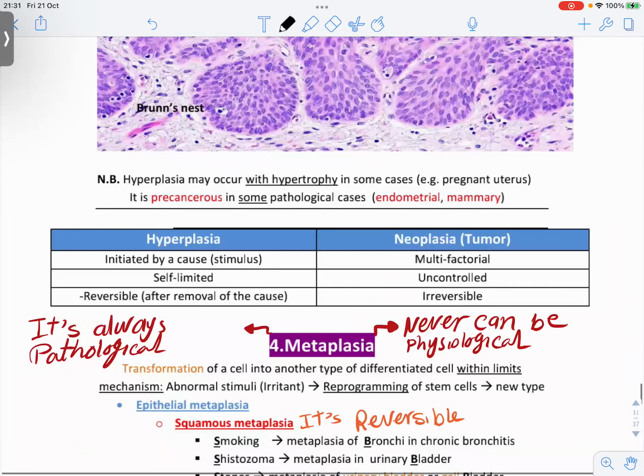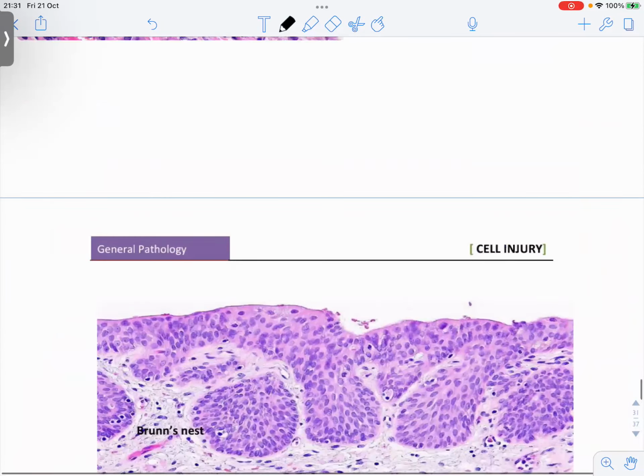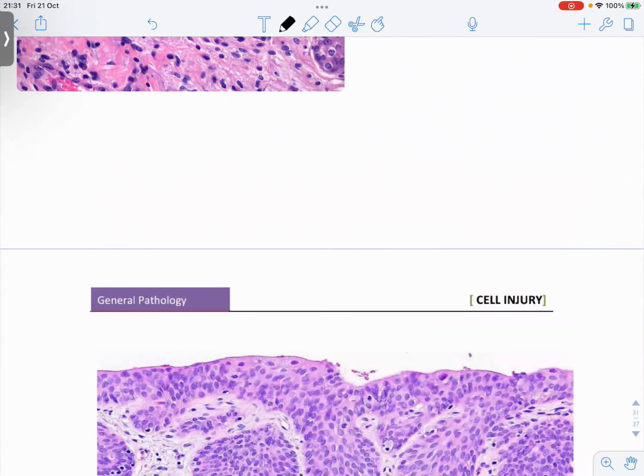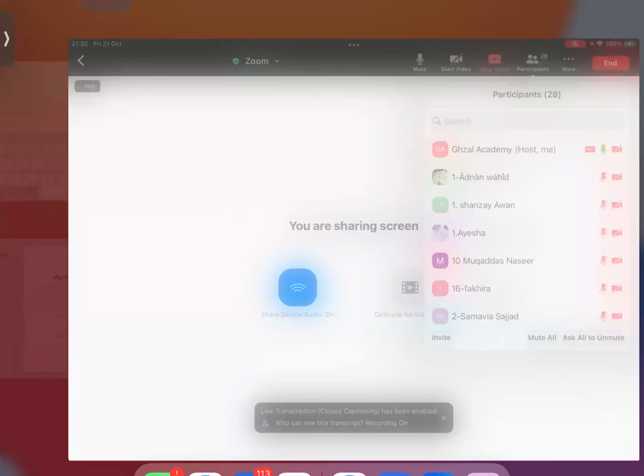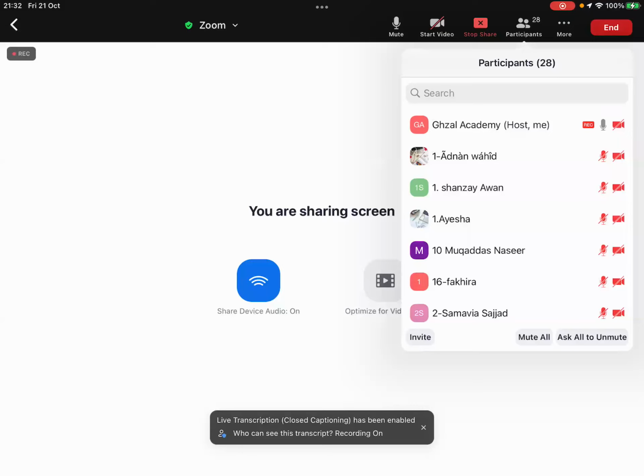So now we have finished hyperplasia, but please, can you tell me what is the difference between hyperplasia and cancer? Does hyperplasia mean cancer or not? And if not, what is the difference between hyperplasia and cancer? I open the mic. Does anyone know the difference between hyperplasia and cancer?